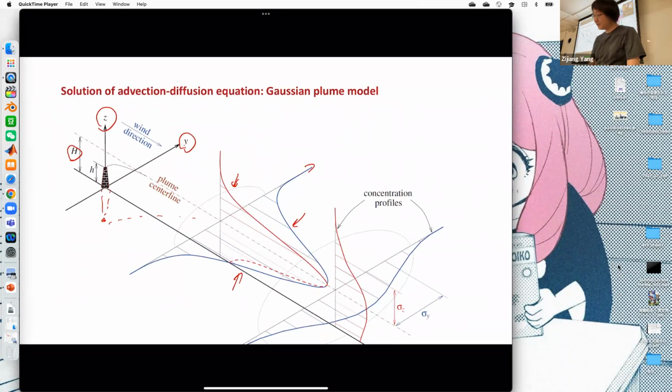And we also have the small h. The small h refers to the height of the stack, and the big H refers to the height of the plume. Intuitively, we can imagine that when the plume is emitted from the stack, it has some vertical speed. As it rises, the vertical speed will gradually decrease and become 0. So we have this height to represent the final height of the plume.